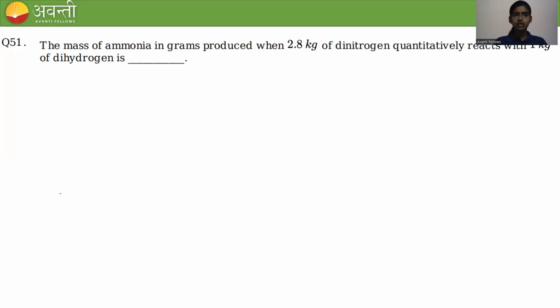Question number 51. The mass of ammonia in grams produced when 2.8 kilogram of dinitrogen quantitatively reacts with 1 kilogram of dihydrogen. So this is actually the Haber's process, where N2 plus 3H2 gives NH3 in the equation.